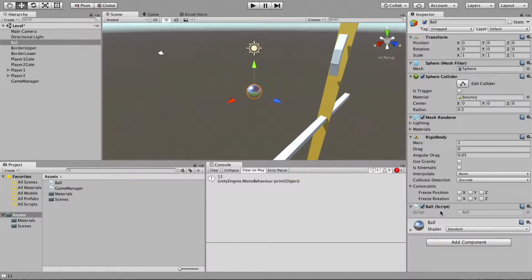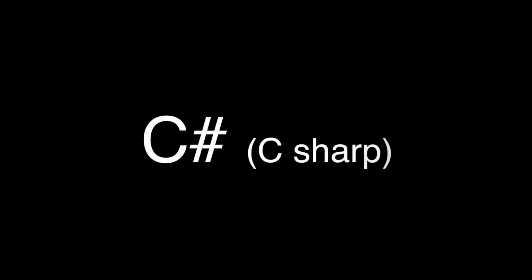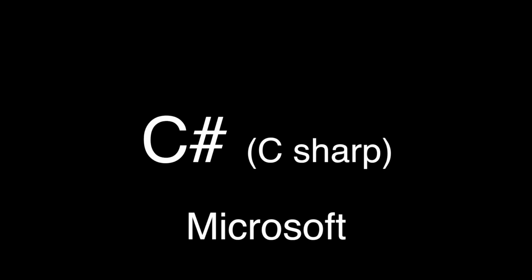Just now when we created a script, we had to choose C# script from the menu. So what does C# stand for? C# is a programming language developed by Microsoft and used by Unity. Unity also understands JavaScript, but during this course we will only use C#.